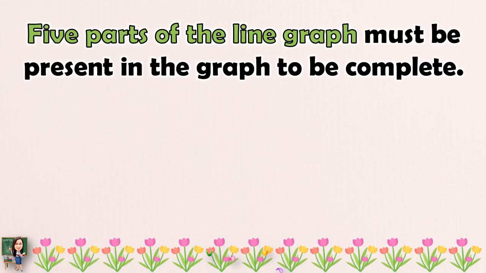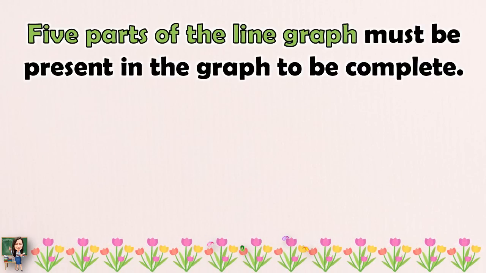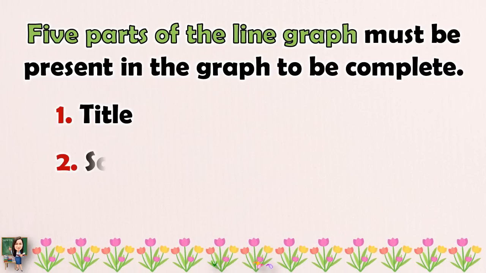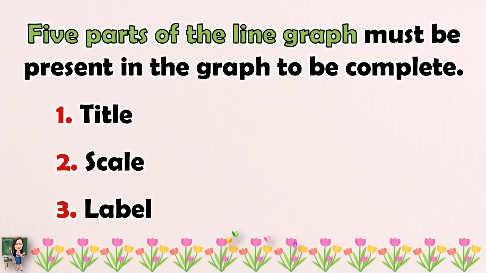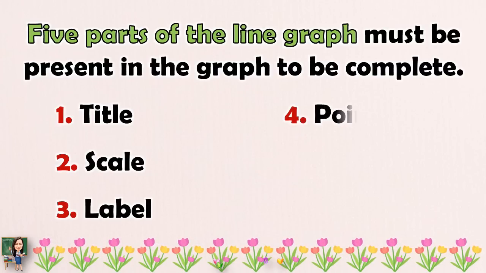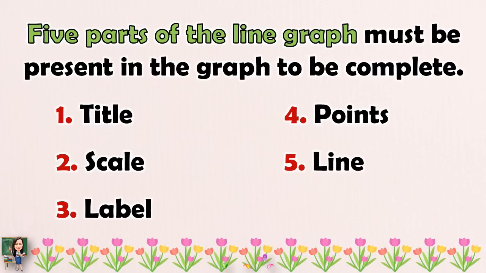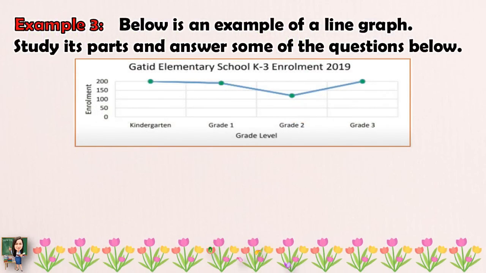5 parts of the line graph must be present in the graph to be complete. First is the title. Second is the scale. Third, the label. Fourth, the points. And fifth, the line. Let's have another example.